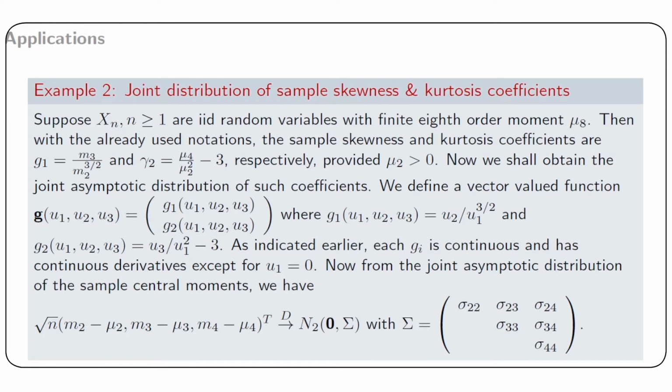As indicated earlier, each Gi is continuous and has continuous derivatives except for u1 equal to 0. Now, from the joint asymptotic distribution of the sample central moments, we have the joint asymptotic distribution of M2, M3 and M4 as trivariate normal with mean 0 and dispersion matrix sigma, where the elements of sigma are given in terms of sigma rs for already defined sigma rs.